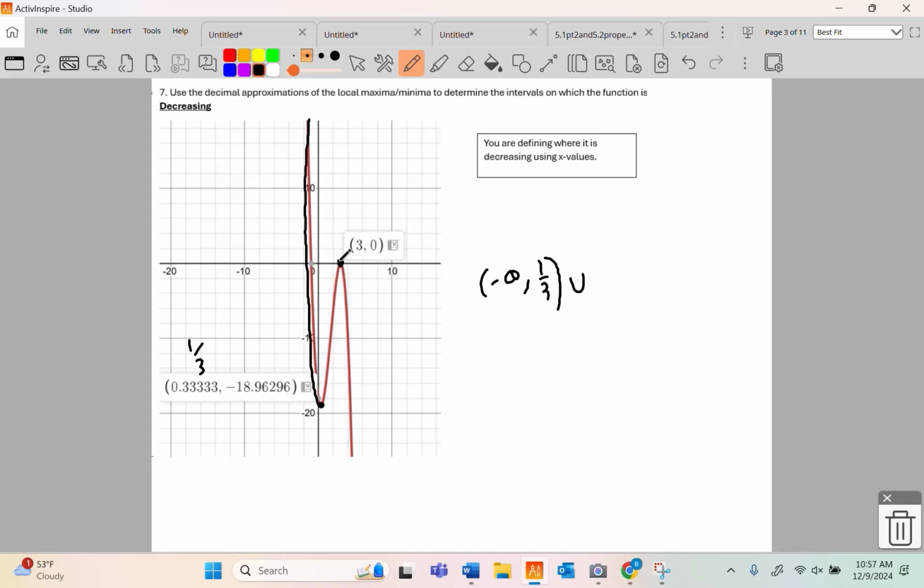And we're also decreasing from 3 on down. So 3 to positive infinity, because we're moving right. This is coming in from the left, right? So negative infinity, vice versa. All right.